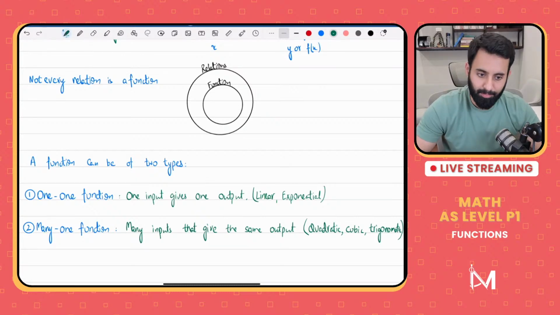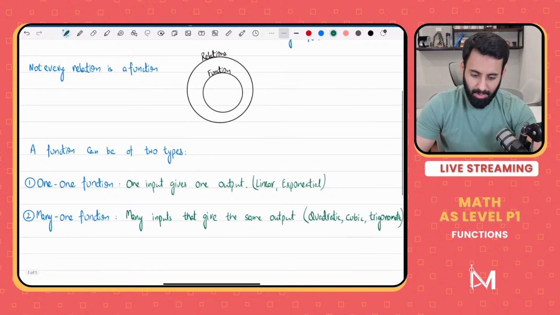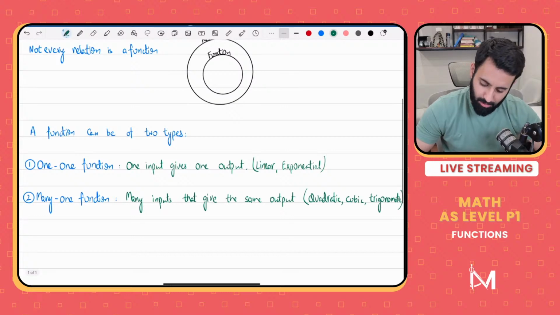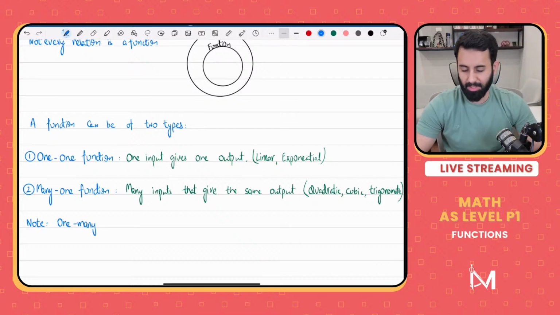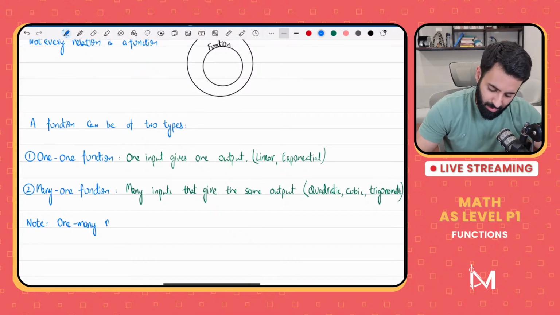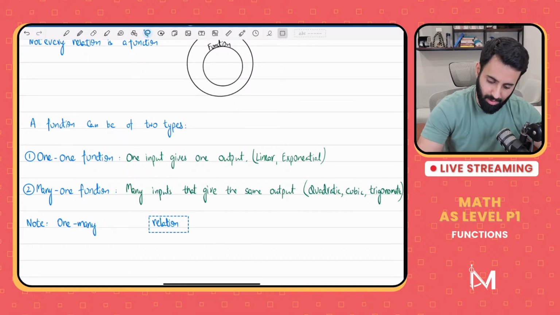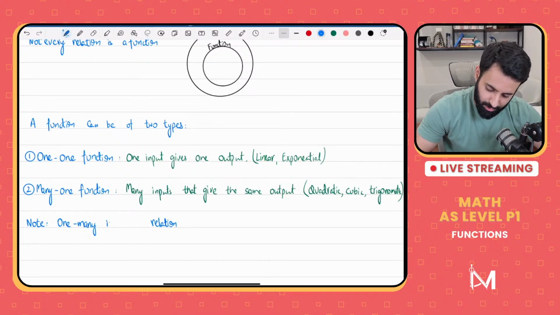All right, so let's talk about what is not a function. One-to-many. Some people say that a one-to-many function is not a function. That's incorrect. You're calling it a function and then saying it's not a function. That's not how it works. A one-to-many relation is not a function. A one-to-many kind of relationship is a relation, and it's not a function.